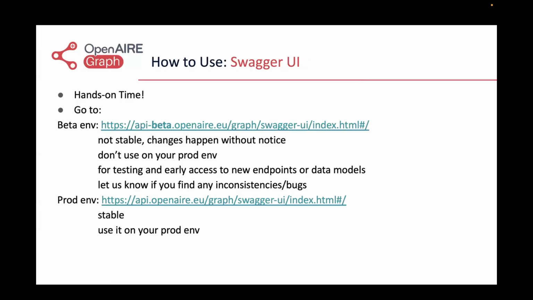But don't integrate this beta API in your production system. Use this one. So this is the production. You can see here the difference in the URL. The prod API is stable, and you can use it in your prod environment.